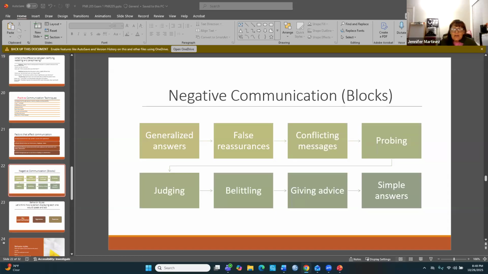Conflicting messages is another one. Probing is another thing that we want to avoid as well. This is pushing for more information beyond what we need to know. I know sometimes we get curious about things, right? But if it's not information that we need, then we need to respect their privacy. Judging is another one: judging their behaviors, their lifestyle, all of that.